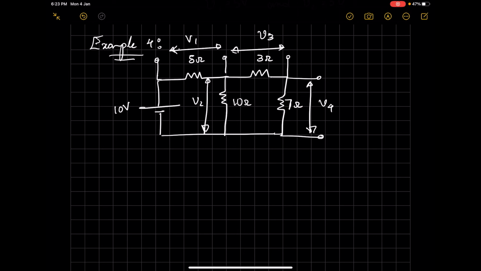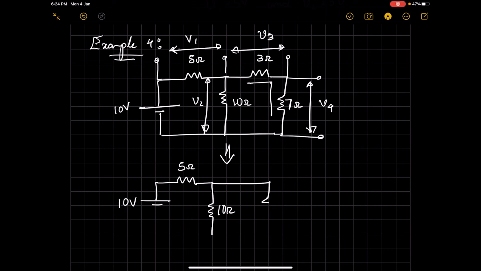As you can see, these two resistances, the 3 ohm and the 7 ohm resistances, are in series. So the circuit can be simplified as 10 volt followed by a 5 ohm resistance followed by a 10 ohm. Since they are in series, they can be added and be represented by a single resistance whose value is sum of the resistances, 7 plus 3, that is 10 ohm.